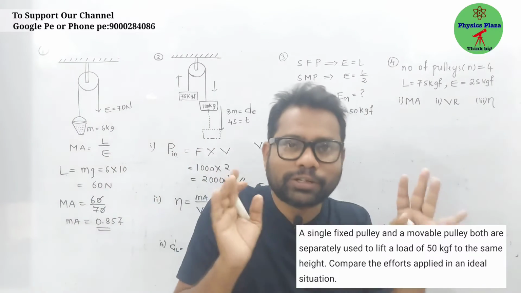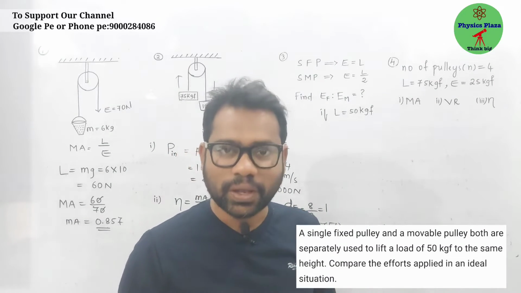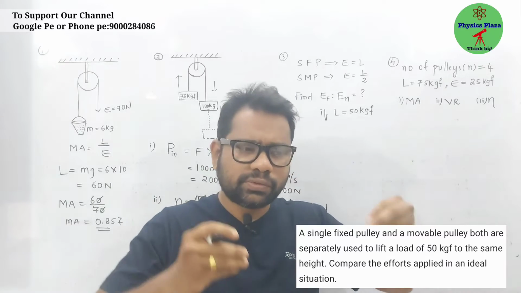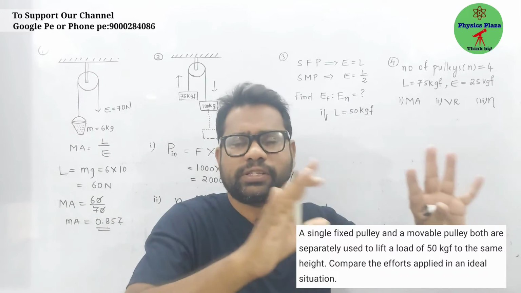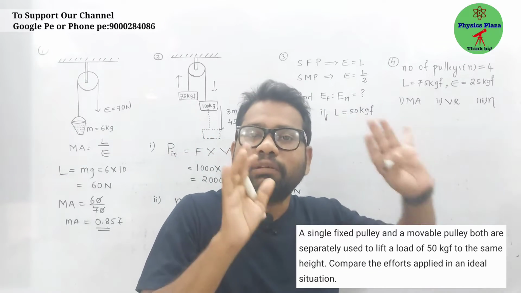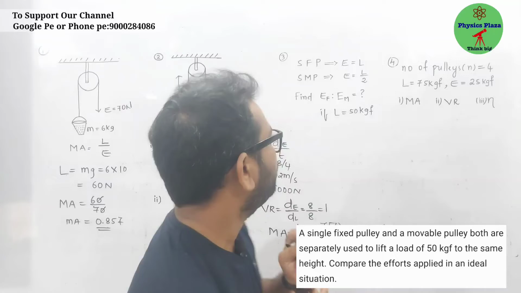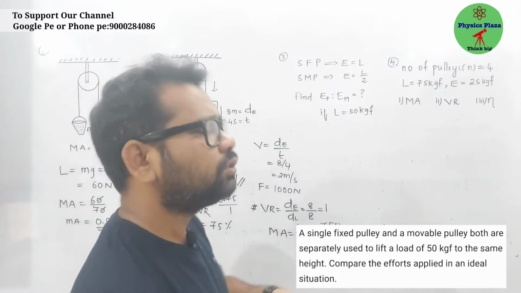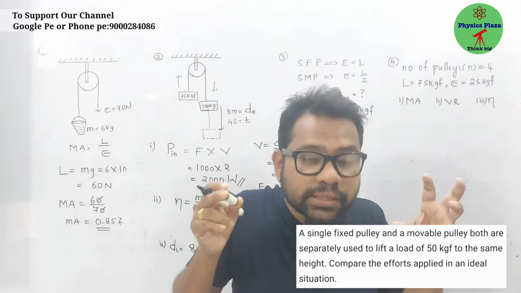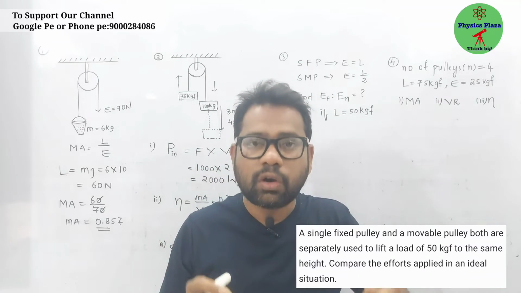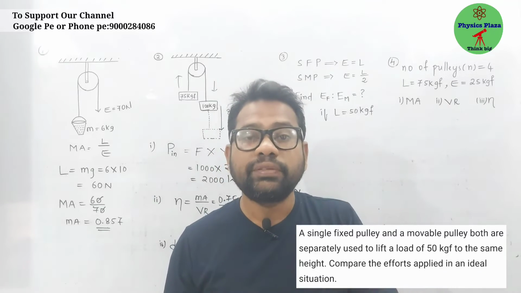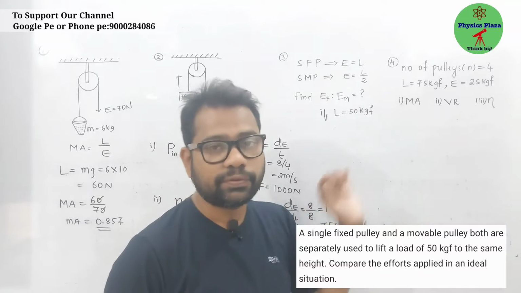Now, come to the next question. Actually, it is a conceptual question, not a numerical. By seeing the question, students start using formulas and all these things. It's not that. First, read the question carefully. Then it will become very easy to solve. As per the question, we are using a single fixed pulley and a single movable pulley, and they are asking us to find the ratio of efforts applied in order to lift the load of 50 kgf.